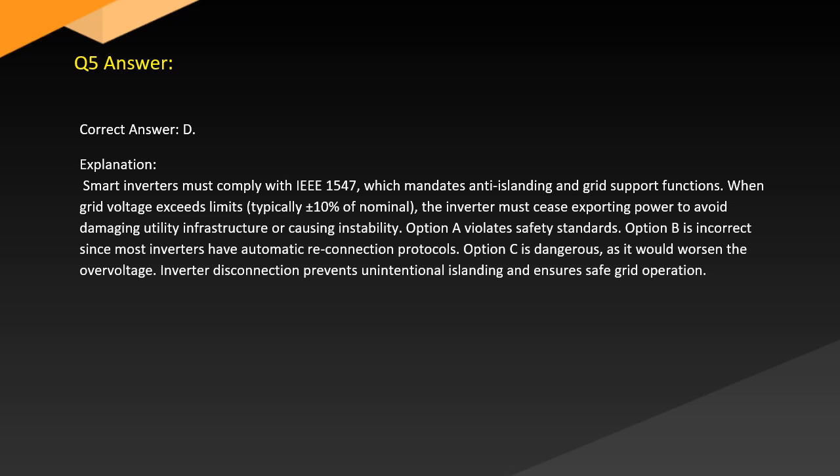Option B is incorrect since most inverters have automatic reconnection protocols. Option C is dangerous as it would worsen the overvoltage. Inverter disconnection prevents unintentional islanding and ensures safe grid operation.